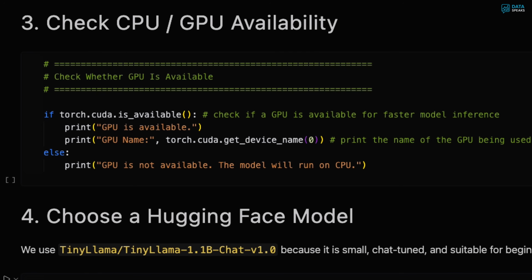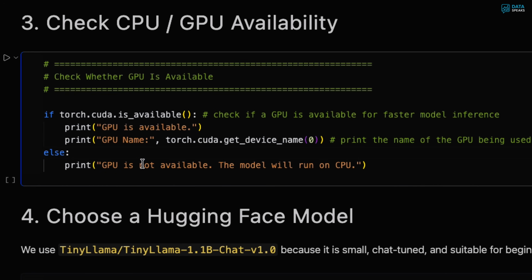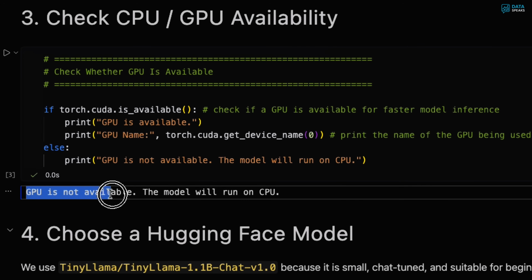Then here we are going to just quickly check the availability of GPU and CPU. Want to ensure that our computer is capable enough to handle the complexity and load of the large language model. So simply if we run this, we are going to get information about if the GPU is available or not. Otherwise, it will simply run on the CPU. So for my computer, it said GPU is not available, model will run on the CPU.